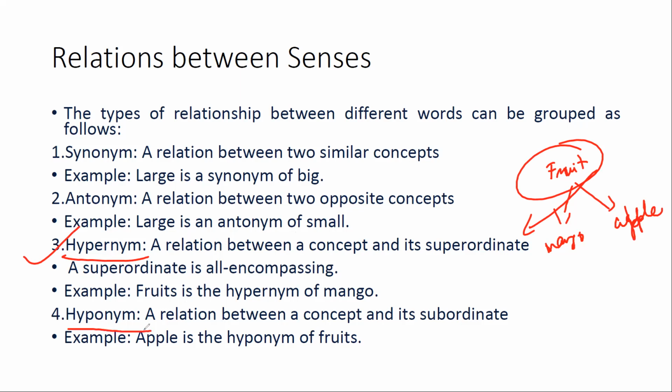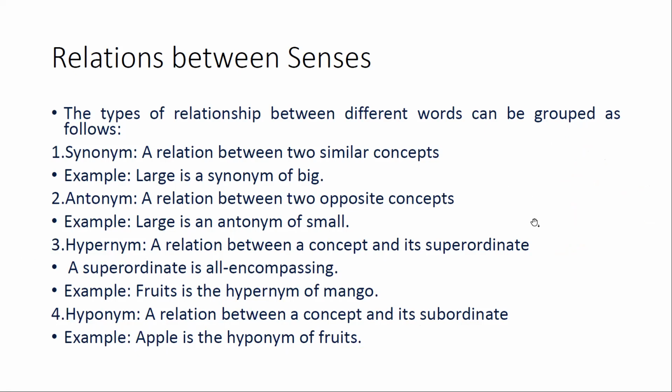Similarly, hyponym means a relation between a concept and its subordinate. So if I'm saying fruit is the hypernym, then apple is the hyponym of fruit. So it is a subset. So these are the meanings.